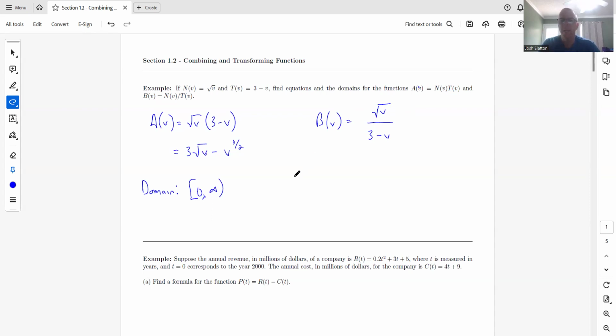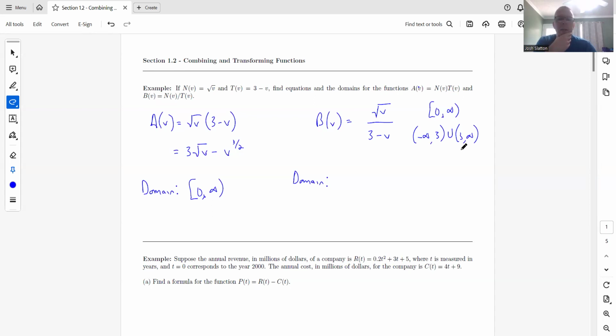Now, how do we get the domain? We have two different parts to this. The domain of the top is 0 to infinity because of the square root. The domain of the bottom is anything that would not make the denominator 0. The only way that denominator is 0 is when v is 3. So our domain of the denominator is negative infinity to 3 union 3 to infinity.